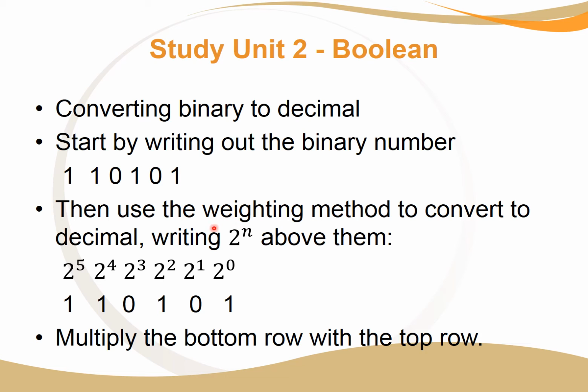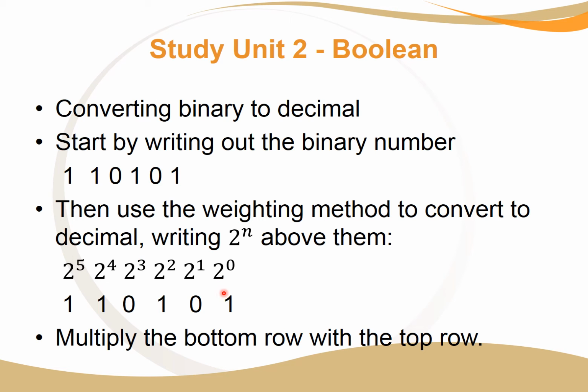So we call this the power of 2 method. If we have 1, 1, 0, 1, 0, 1, we write 2 to the power of 0 for the first position, 2 to the power of 1, 2 to the power of 2, 3, 4, 5, and so on if you have a bigger number.